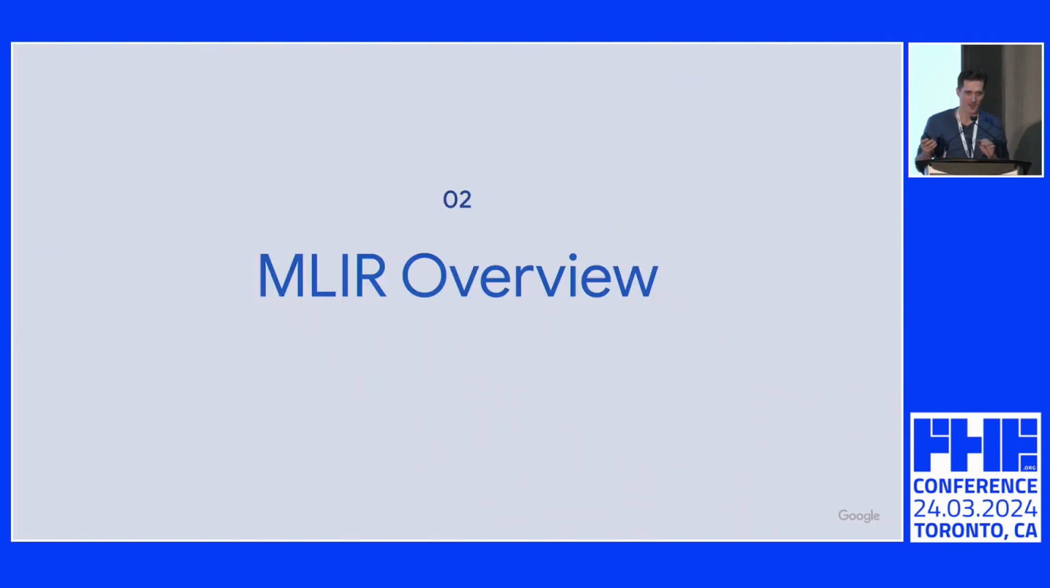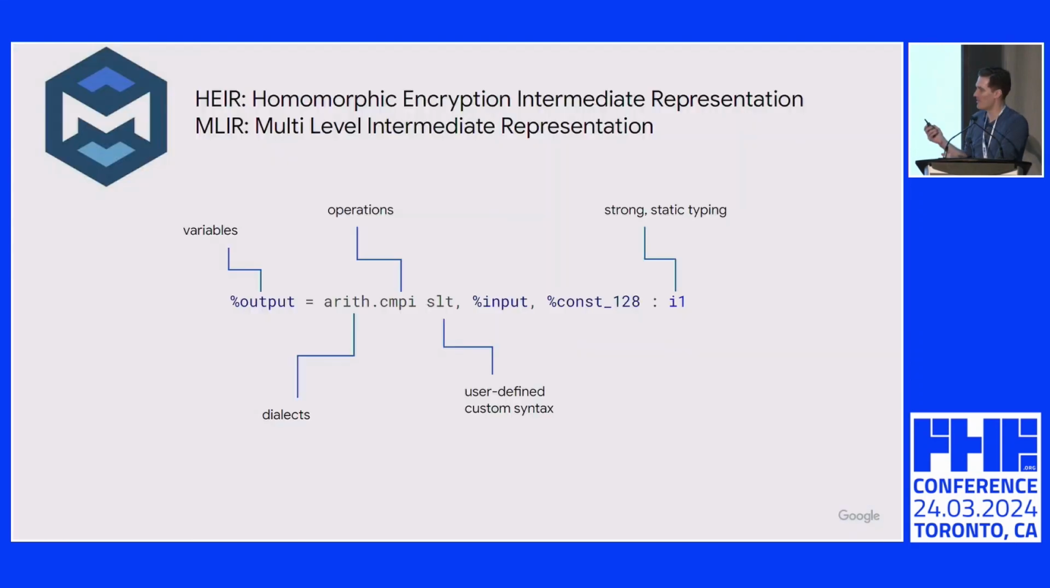Okay, so quick overview of MLIR. There are a few acronyms going on. MLIR stands for Multi-Level Intermediate Representation. What does that mean? It means it's a compiler toolchain, a library for building compilers. HEIR, by analogy, is Homomorphic Encryption Intermediate Representation. That is the custom stuff that we have extended in MLIR to represent concepts from FHE. I will give a few examples in this talk, but there are quite a lot.